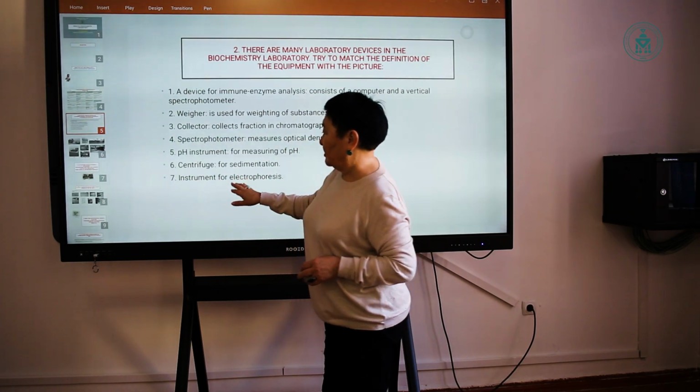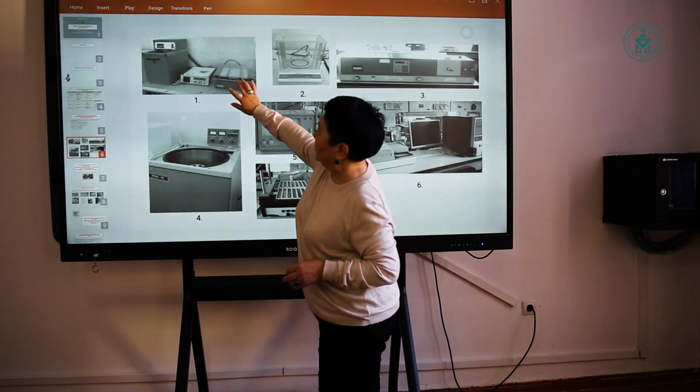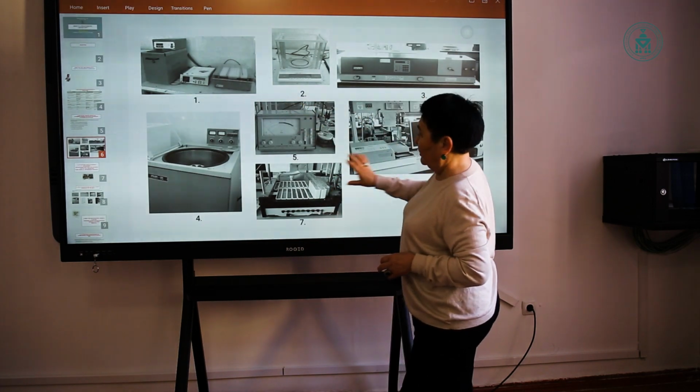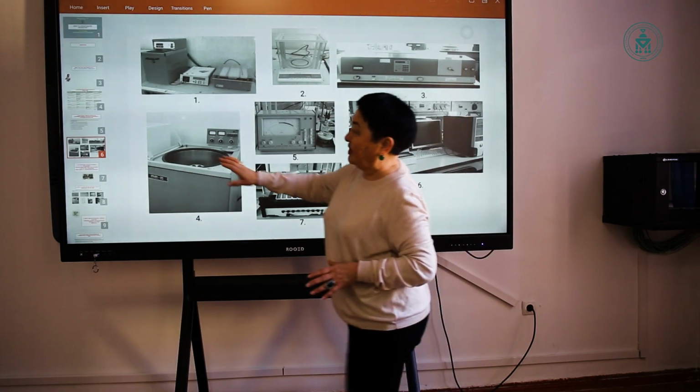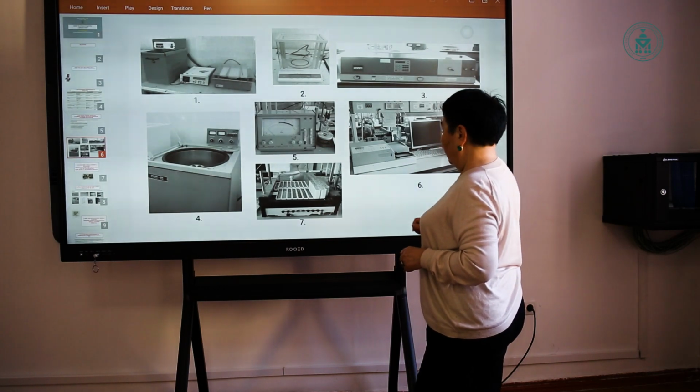The next, there are 7, and it is continued with pictures. You see, this is the first, the second, the third. There are different ones, and they need to be matched with these statements which I showed previously.